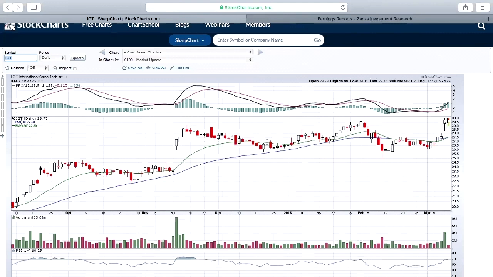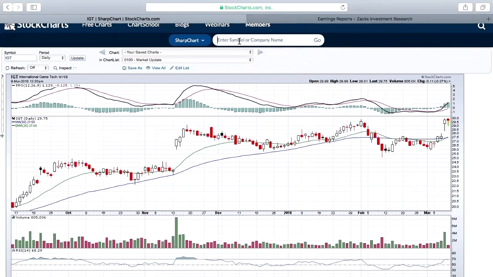I think the stock goes higher from here. I think it's one of the best looking stocks in the gambling space. And so I believe we're going to see it continue to move higher. So this one I definitely wanted to add into my list. Let's see if there were some others that I wanted to mention here.